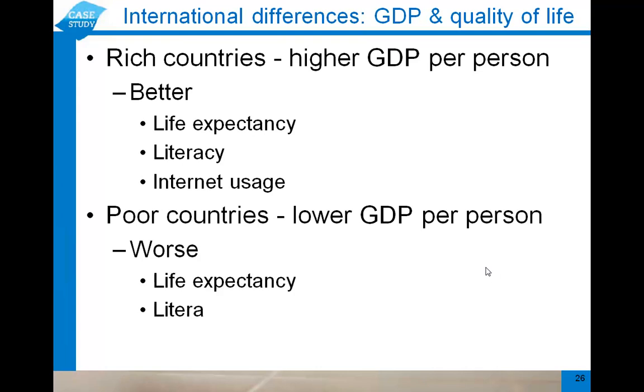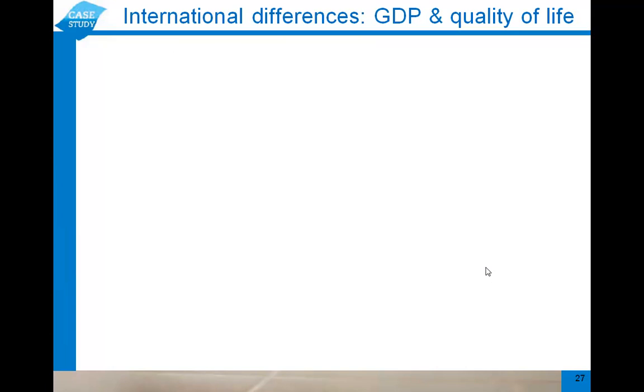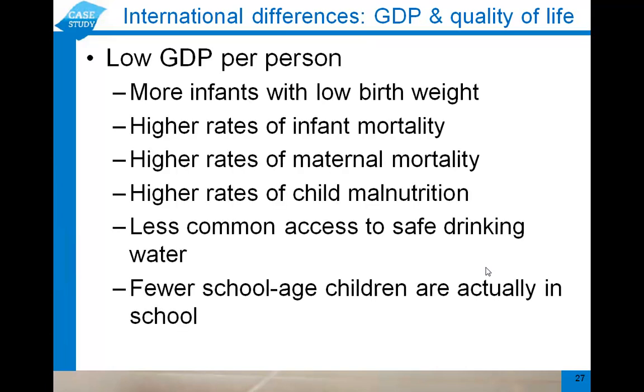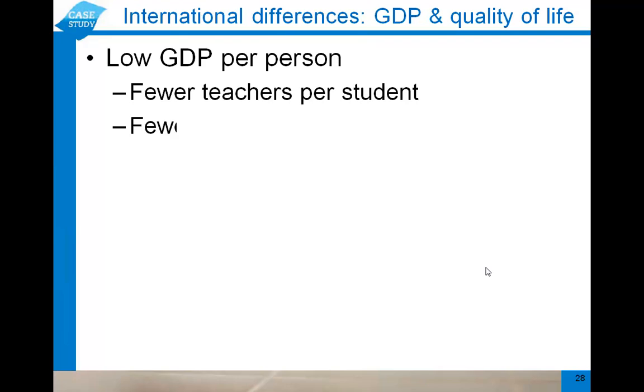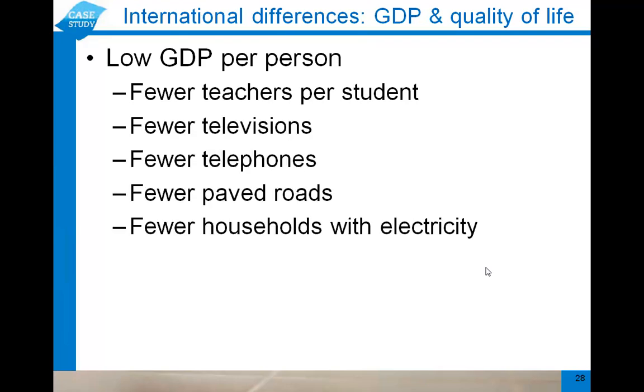So, let's take a case study here. When we look at richer countries, all the evidence shows that they have better life expectancy, better literacy, better internet usage. Poorer countries have worse life expectancy, worse literacy, and worse internet usage. If you're in a country where there's a low GDP per person, there's going to be more infants with low birth weight, a higher rate of infant mortality, a higher rate of maternal mortality, higher rates of child malnutrition, less common access to safe drinking water, fewer school-aged children actually in school. So think about some African countries there. Fewer teachers per student, fewer televisions, fewer telephones, fewer paved roads, and fewer households with electricity.